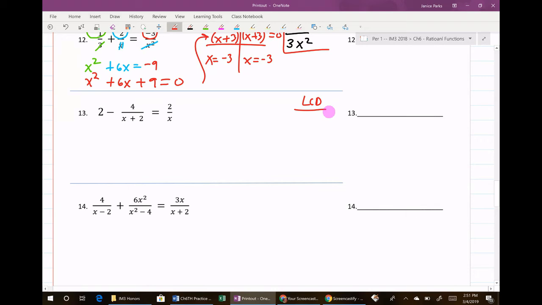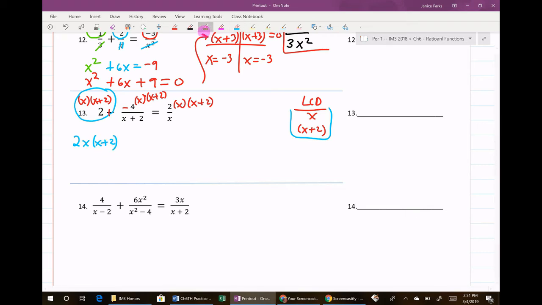For number 13, you have the LCD, which is x and x plus 2. So you have to multiply everything by the LCD. Make that plus a negative. x and x plus 2. And here, same thing, x and x plus 2. After you multiply everything by all of the LCD, we're going to cancel denominators. There's no denominators here. So basically I have 2x and x plus 2. For the second part, the x plus 2 cancels. So I have minus 4x. And then for the last part, the x cancels, so you have 2 times x plus 2.